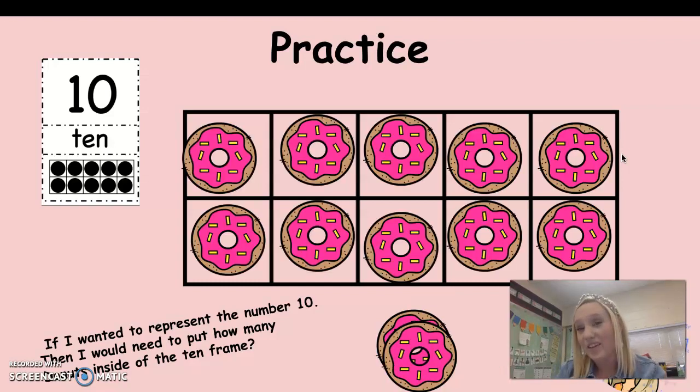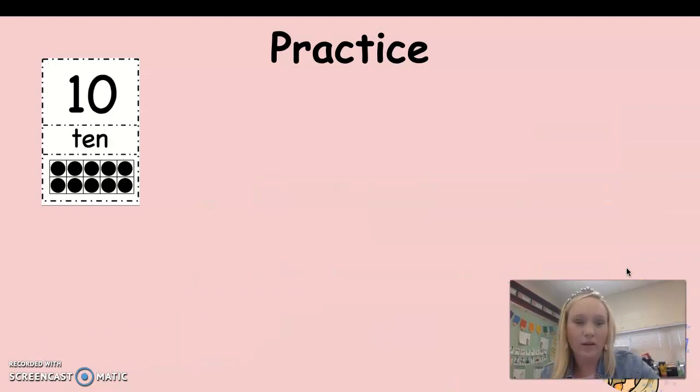If you said 10 donuts, then you are correct. And look, it filled up our entire 10 frame. So to represent the number 10, we had to put how many donuts inside of the 10 frame? 10 donuts. 1, 2, 3, 4, 5, 6, 7, 8, 9, 10. Very good. 10 donuts. Awesome.